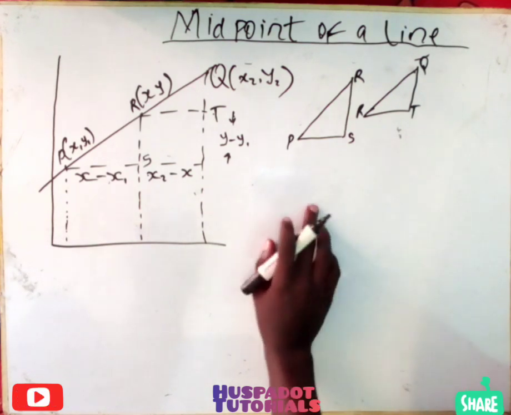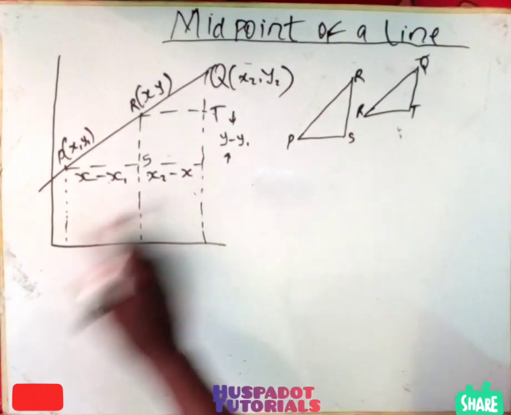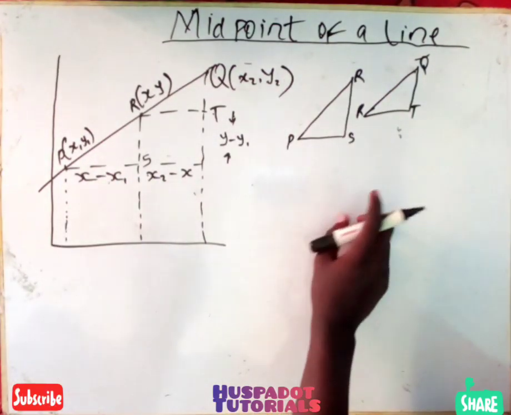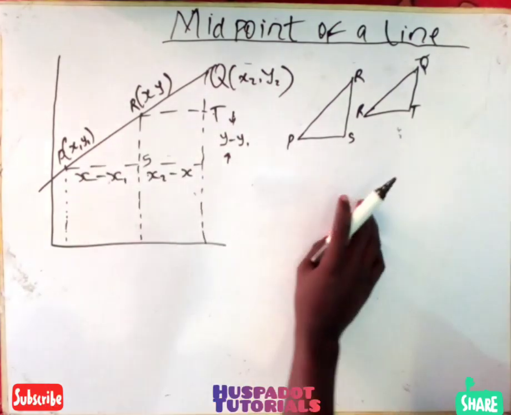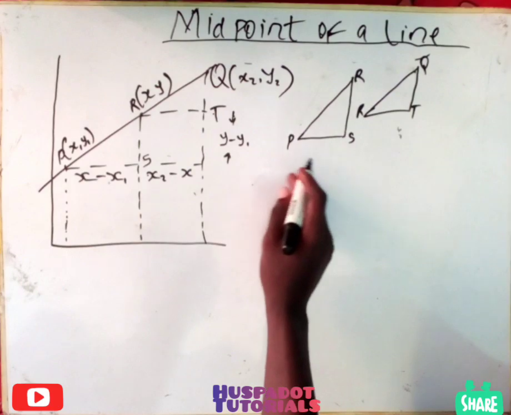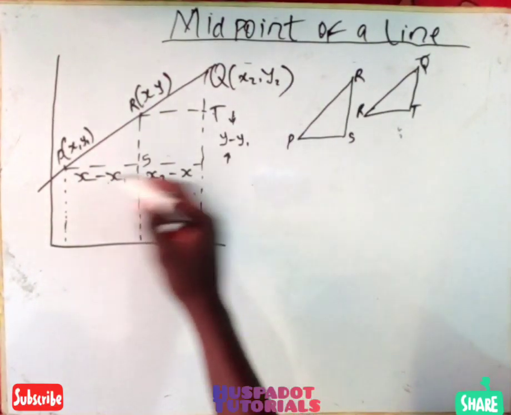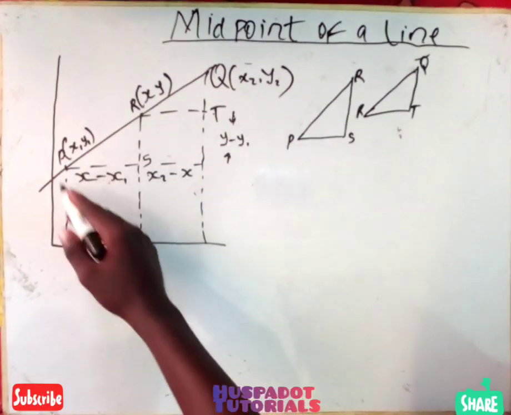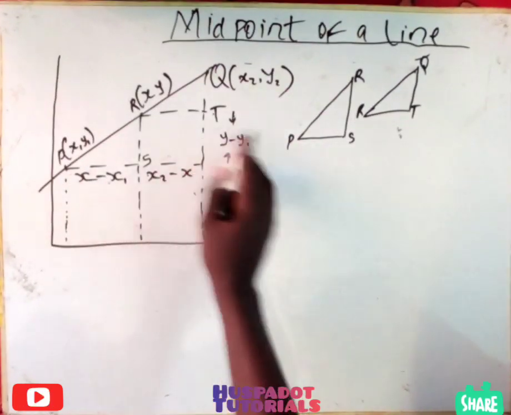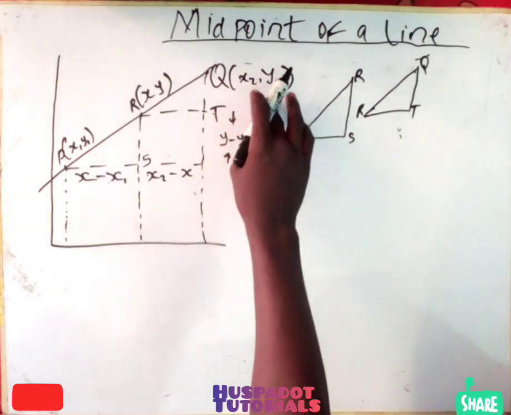Now moving to the midpoint of the line. When you have a line drawn like this, with a point P and a point Q, you are asked to find the coordinate of the midpoint of the line. Checking this, point P has coordinates x1, y1, and point Q has coordinates x2, y2.